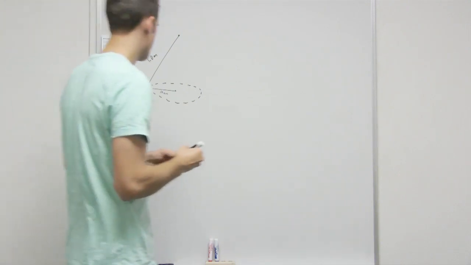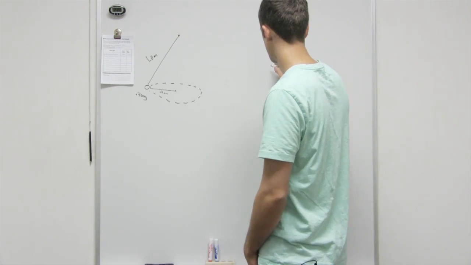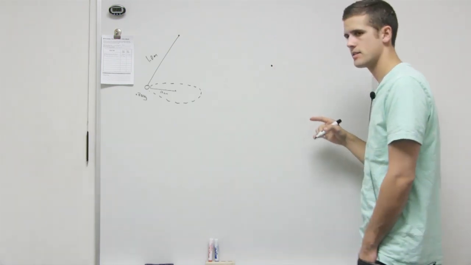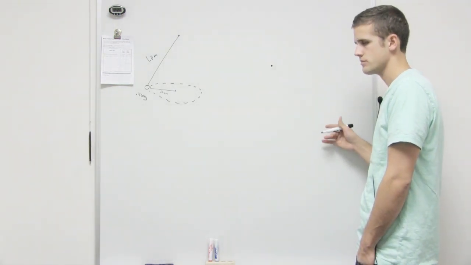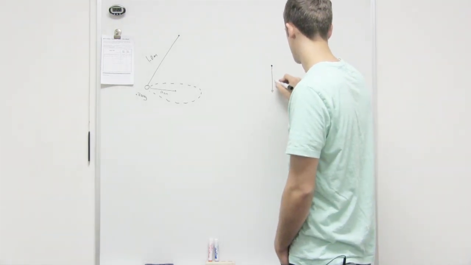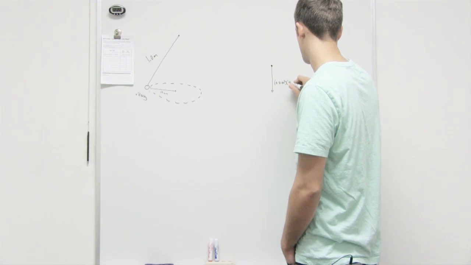So if you were to draw a free body diagram of this weight, what would the forces be on it? Let's see, gravity. That'll be 0.7 times 9.8.